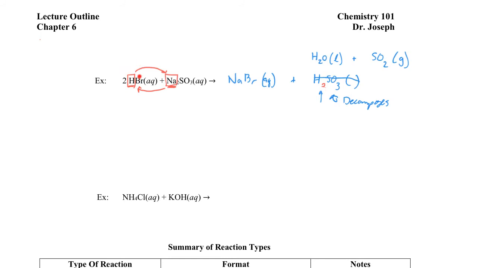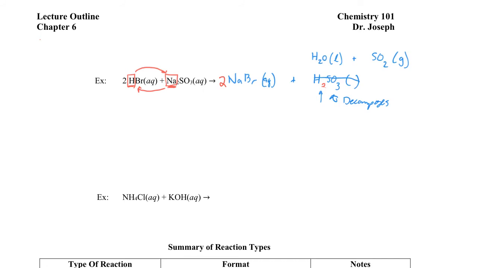There's also a 2 that affects the bromide, right? So there are 2 bromides. Well, notice here in my sodium bromide that I only have 1 in the formula, and the subscripts are correct there. So what that means is I need to put a 2 coefficient in front of the sodium bromide.